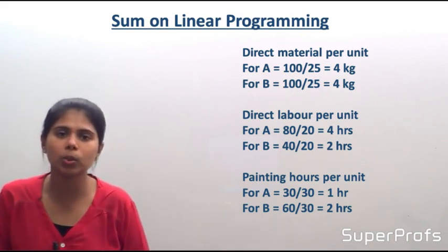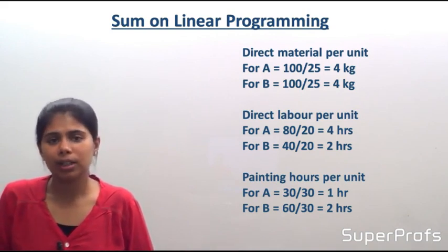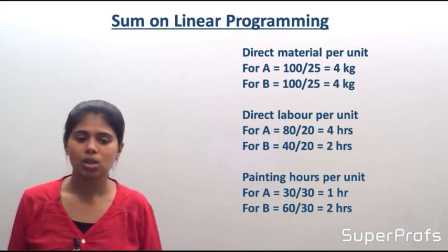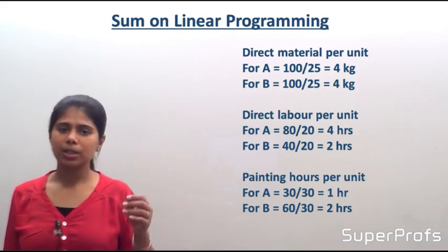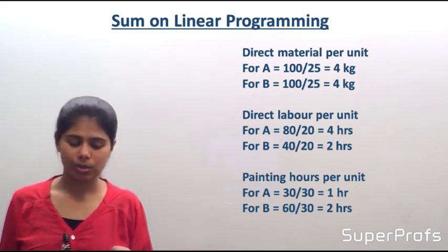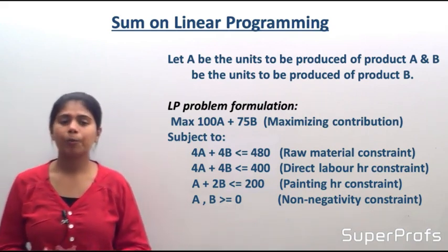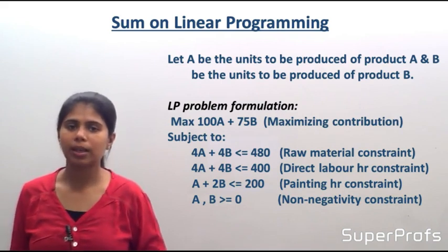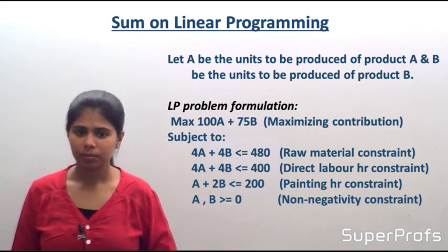Painting hours per unit. So for product A, I have 30 by 30, which is 1 hour, and for product B, it's 60 by 30, which is 2 hours. So here I have all the per unit consumptions of direct material, direct labor, and painting hours. Let A be the number of units to be produced of product A, and B the units to be produced of product B.